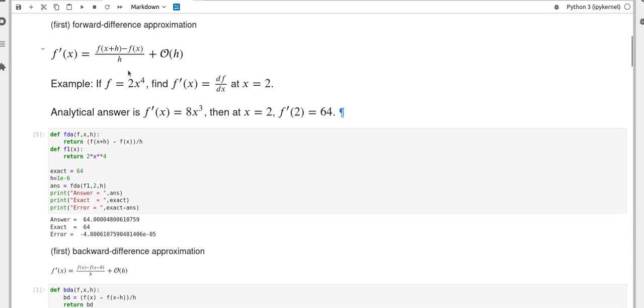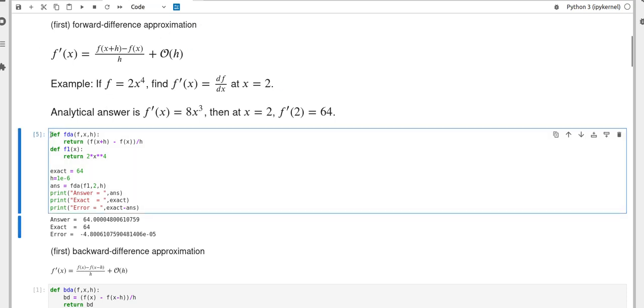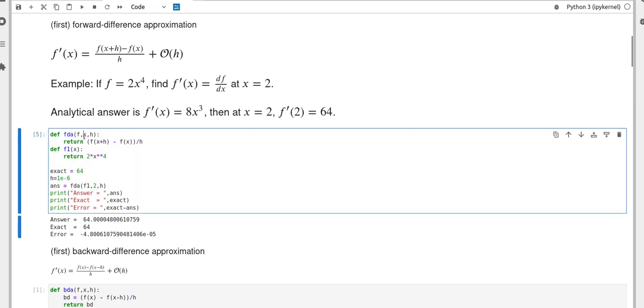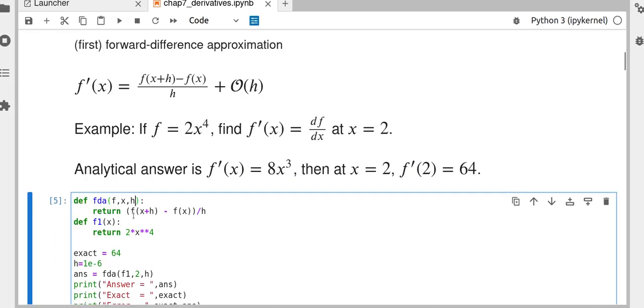So how do we implement this first forward difference approximation in Python? Very, very simple. Let's create a function to evaluate this formula. Let's call it FD, for first difference approximation. It will take in the function I want to differentiate, the x value, and then the spacing h. And it will return f of x plus h minus f of x divided by h, as it is written here.